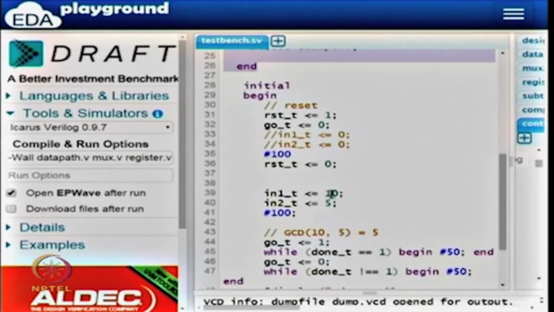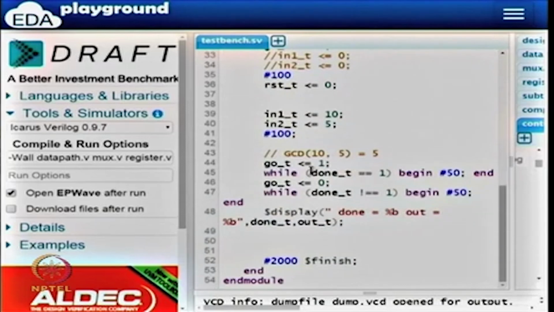Then we go and place the inputs. So this is the second part of the test plan: place the inputs. In this case I am testing the GCD of 10 and 5. So I am giving 10 and 5, and I am giving 2 cycles as steady value. For 2 cycles, 10 and 5 will be placed steadily at the input of the data path. Then I make go equal to 1. So that is the third step, right, turn on go.